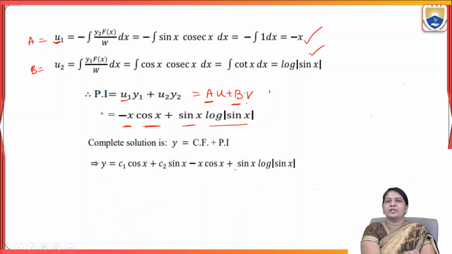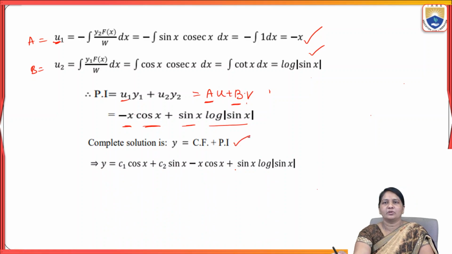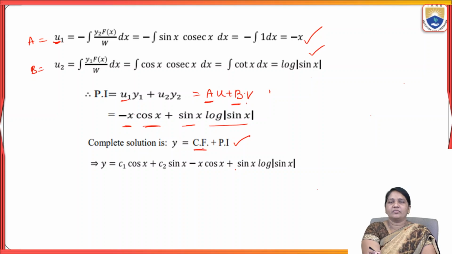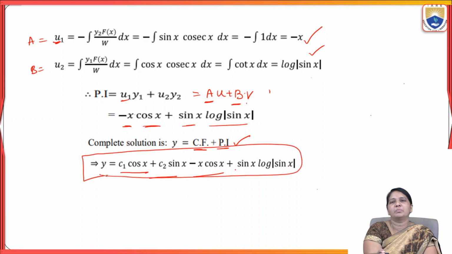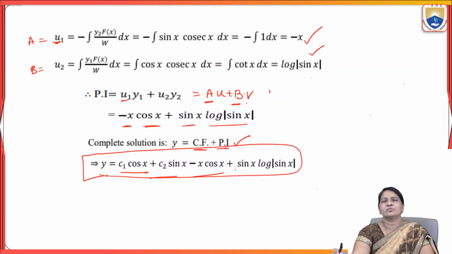Now we are going to write the complete solution. The complete solution is the complementary function plus the particular integral. The complementary function we already calculated, that is c1 cos x plus c2 sin x, and the particular integral is minus x cos x plus sin x into log sin x. This is our complete solution, or general solution, of the given equation. So this is the way to calculate the particular integral by using the method of variation of parameters.